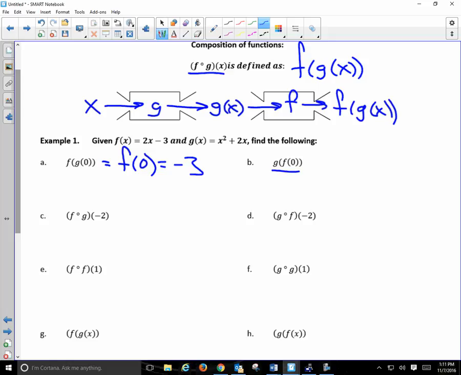Now we'll do g of f of 0. So first we plug 0 into f. We get negative 3. And then what do you plug into g? Negative 3. Negative 3 squared is 9, and then minus 6 is 3.